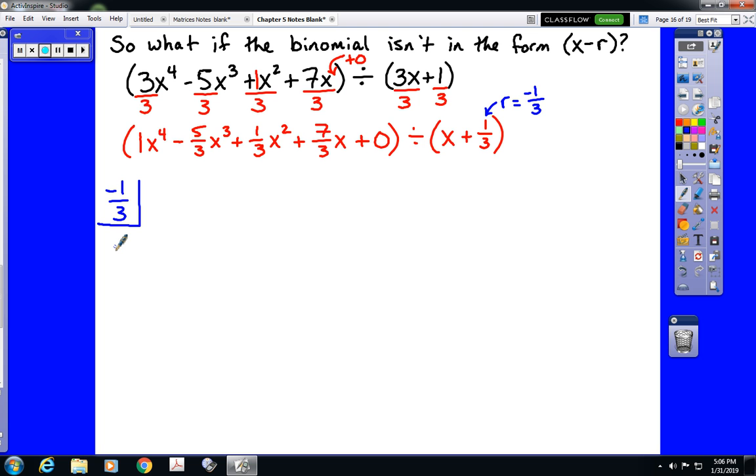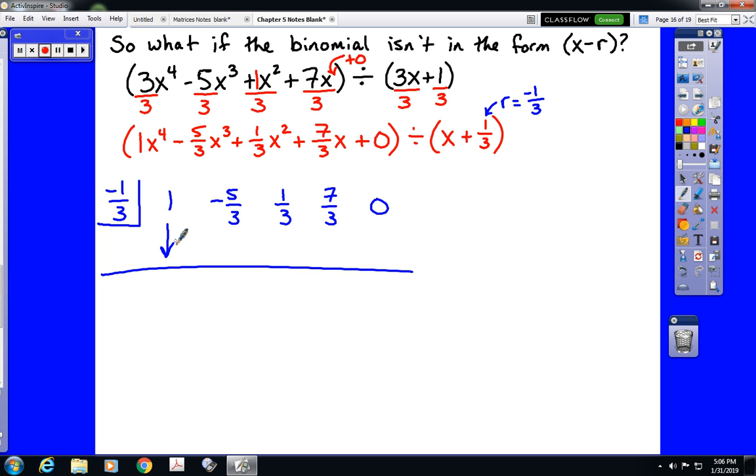So negative 1/3 is my r, that goes in the box. Outside the box I have my coefficients: 1, negative 5/3, 1/3, 7/3, and don't forget the 0. You have to have it or the problem will not work out.